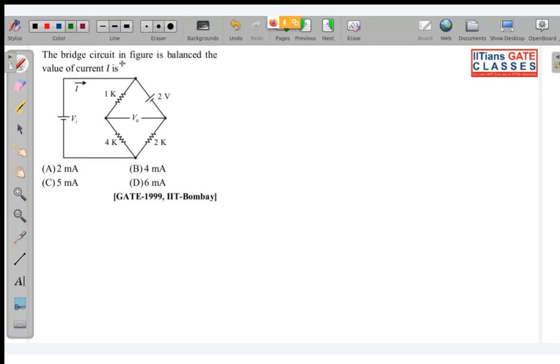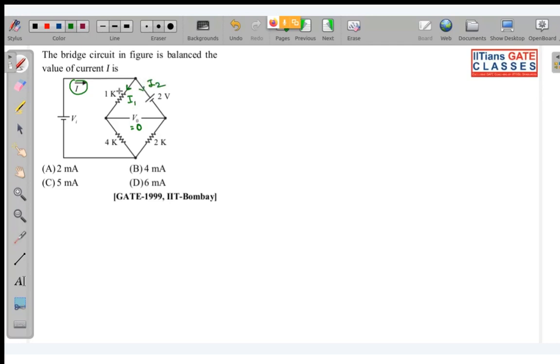What is given? The bridge circuit in the figure is balanced. So they have already told you that this is your bridge circuit, so you don't need to worry about whether this is a bridge circuit or not. It is said that this is a balanced bridge. The value of the current I, what will this I be? If this is a balanced bridge, V naught will be equal to zero. Let us assume that this is I1 and this is I2.